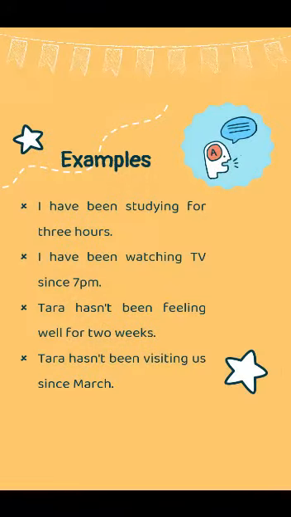In the first example, we have I, which is the subject, plus have been, plus studying, which is the ing form of study. It's important to remember that for negative sentences, we insert the word not after have or has, and for question sentences, we exchange the subject and have or has been.